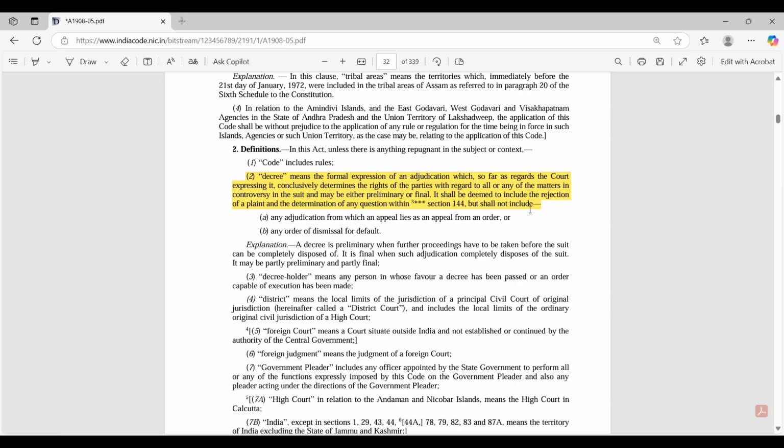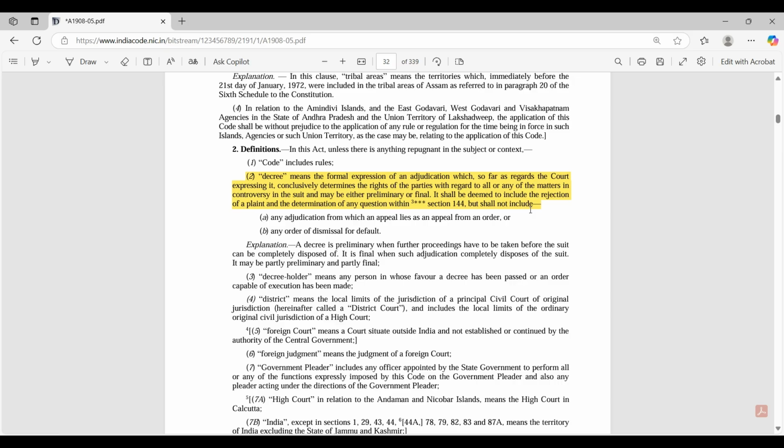Also, two points are very important for decree. Point A: any adjudication from which an appeal lies as an appeal from an order. Now, again, there's a difference between an order and a decree. Point B: any order of dismissal for default. Explanation: a decree is preliminary when further proceedings have to be taken. Let's say there is a line; at the end of the line, you will get the judgment. But the initial thing which you will get from the court would be the decree. That's what they have written in the explanation itself.